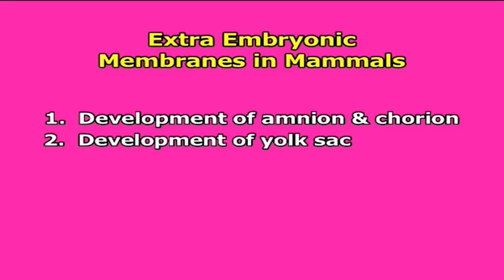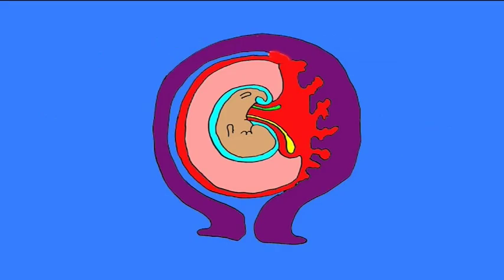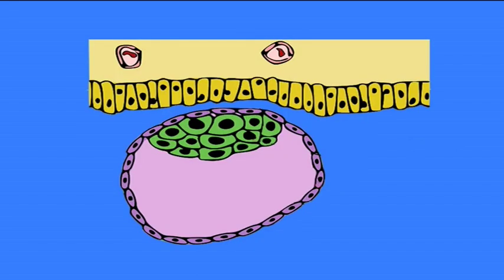Development of yolk sac. There is very little or no yolk in marsupial and eutherian eggs. Yet, a yolk sac develops in their embryos, which points to their reptilian ancestor. In mammals, the yolk sac begins to form during early gastrulation.